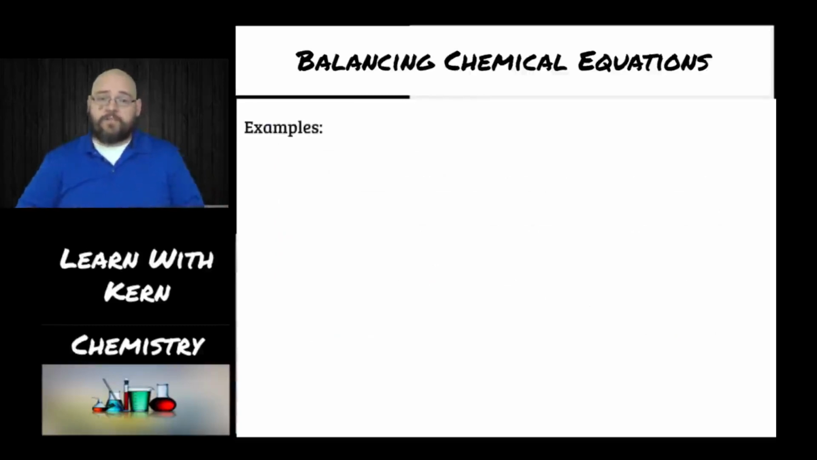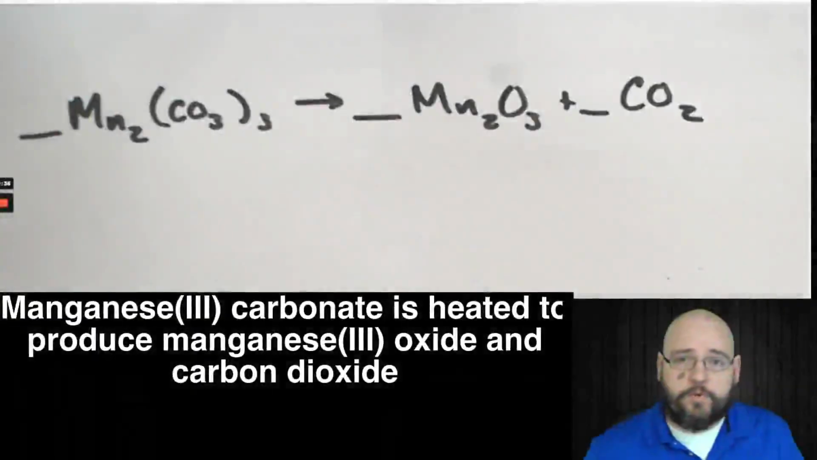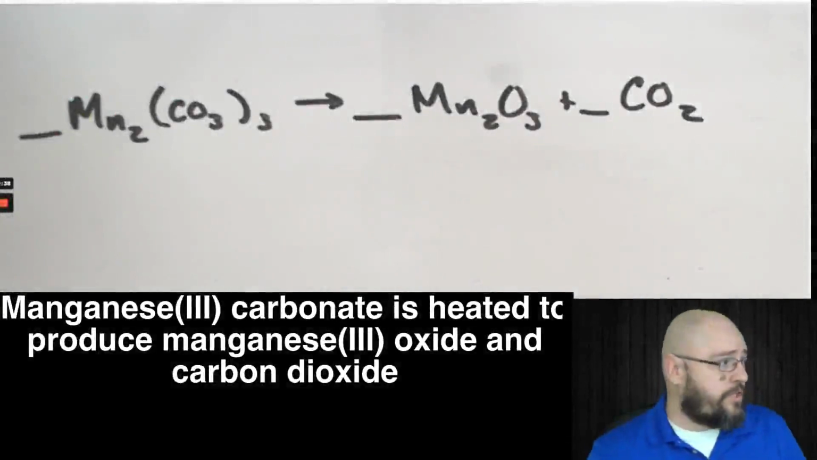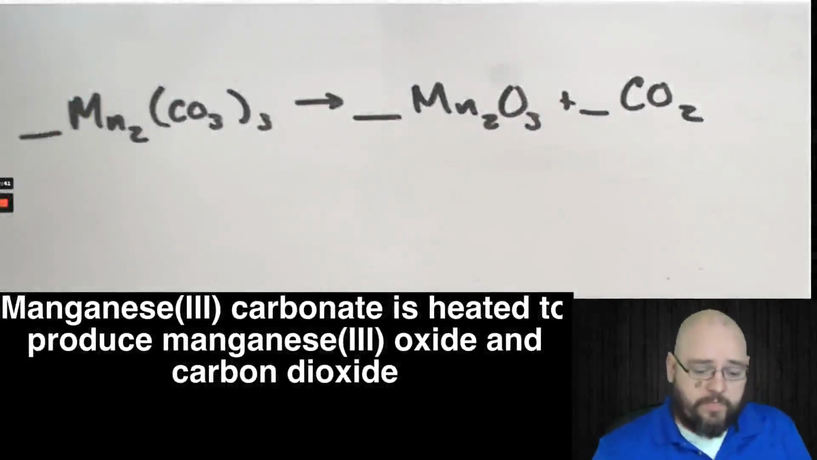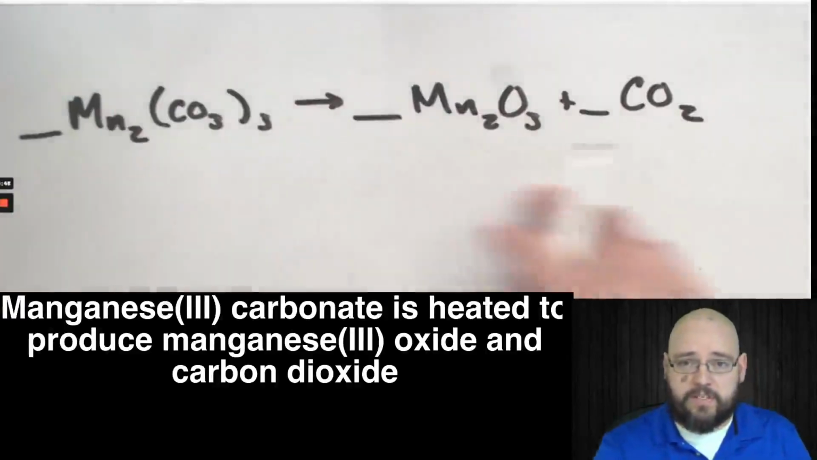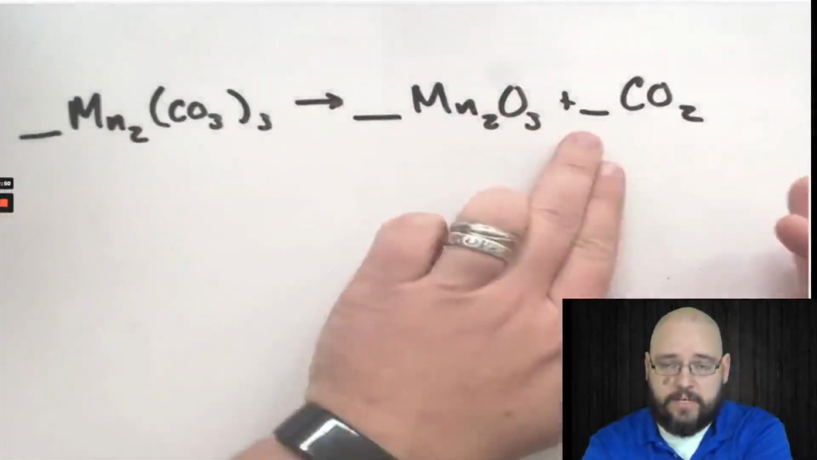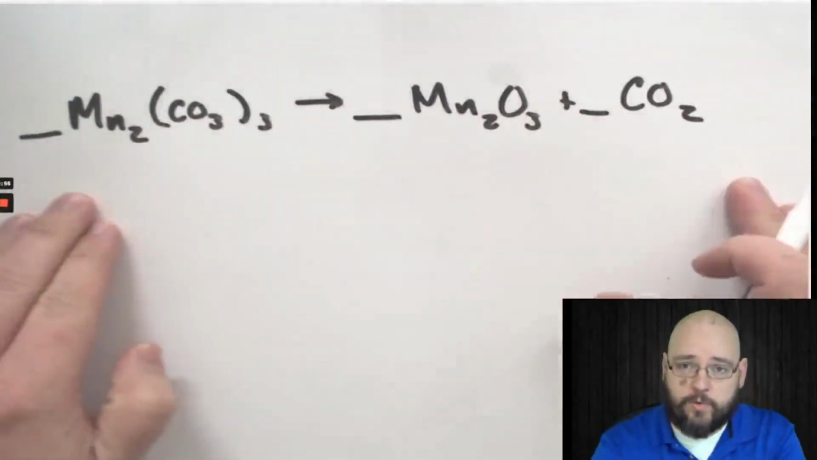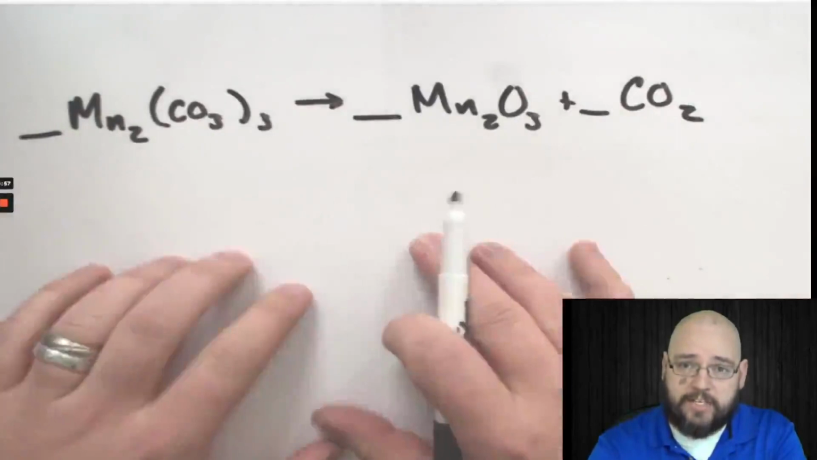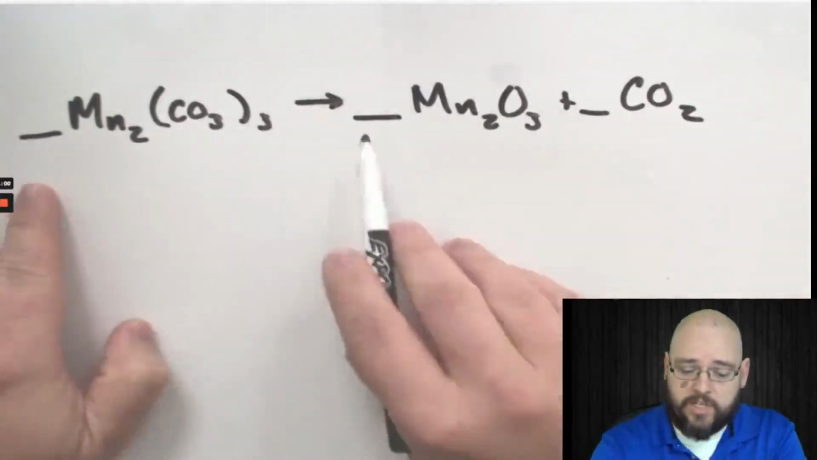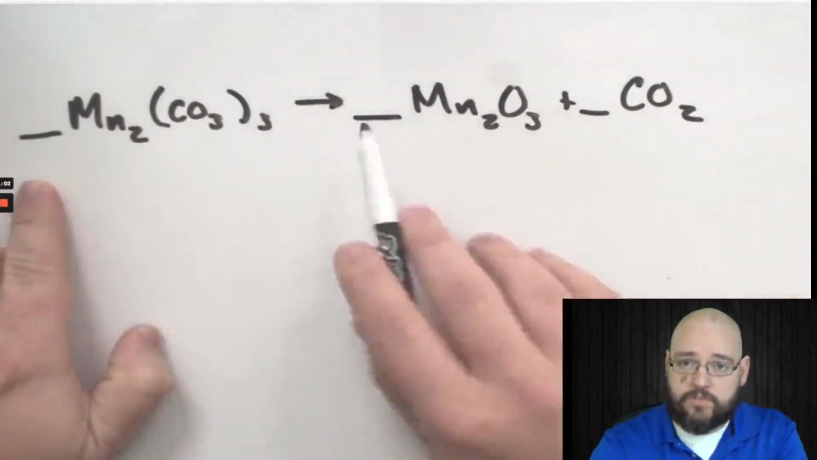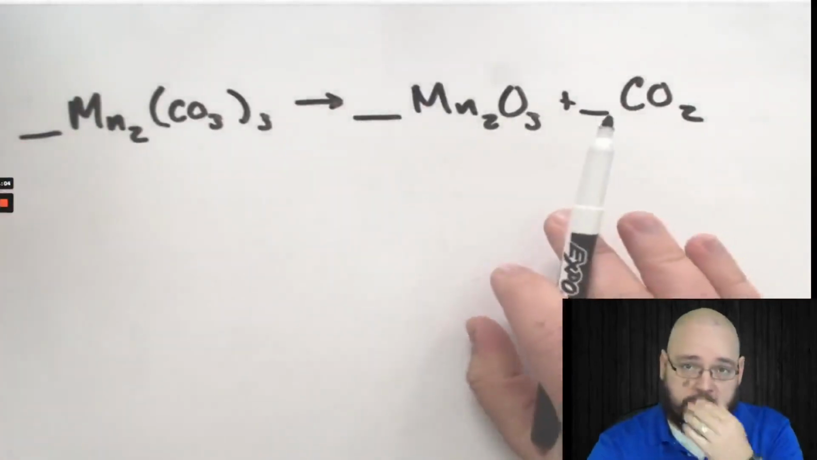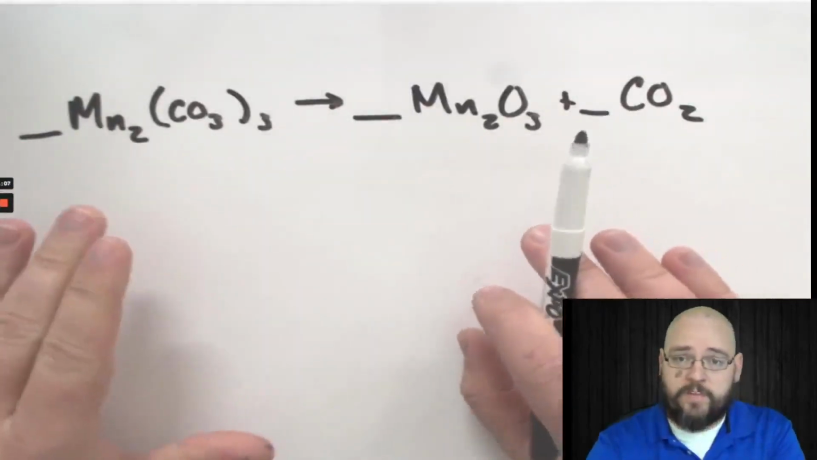All right, so now we're going to get into the examples. For our first example, we have the word equation and the skeleton equation. Manganese 3 carbonate is going to produce manganese 3 oxide and carbon dioxide. You'll notice that I have the skeleton equation written out with blanks in front of each of our compounds. Once we have the skeleton equation written, we cannot change any of the formulas. The only thing we can change are these coefficients. Right now, I don't have anything written in the coefficient blanks, and we're going to fill that in as we go.